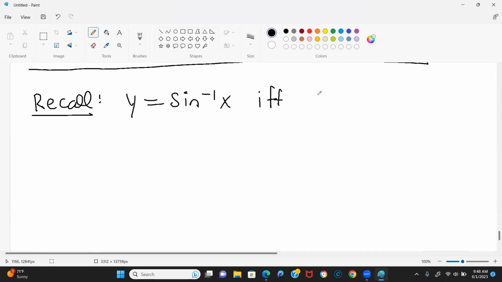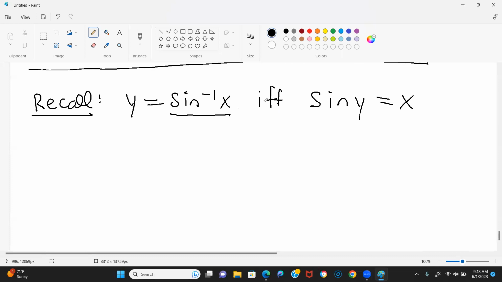So remember, let's recall the definition of the inverse sine function. Recall that y is equal to sine inverse of x if and only if sine of y is equal to x. This is just what it means to be the inverse. This equation is just what it means for this function to be the inverse of the sine function.